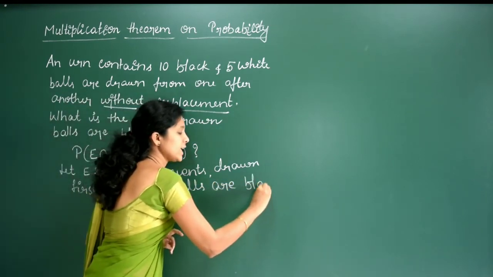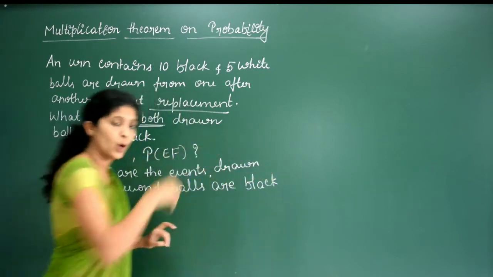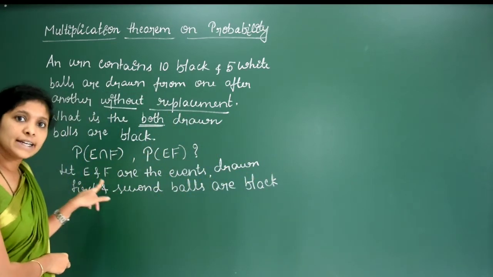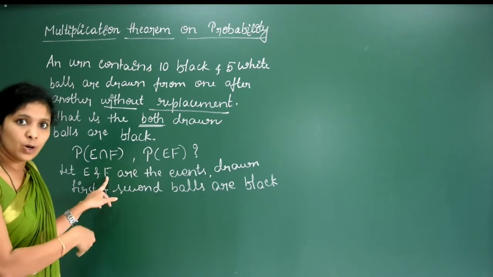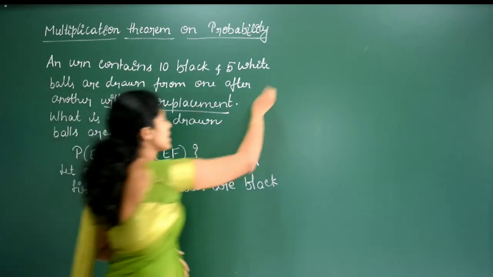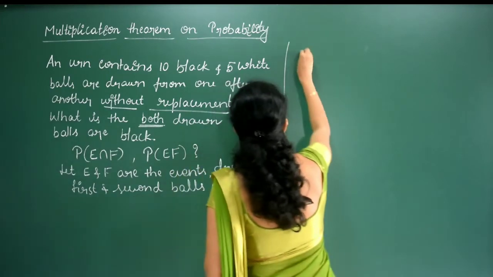Is it clear? E is the event that the first ball drawn will be black, and F is the event that the second ball drawn will be black. Now, can you say what is the probability of E?